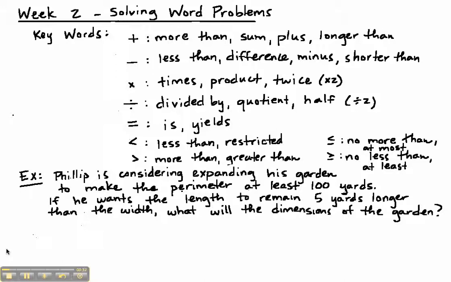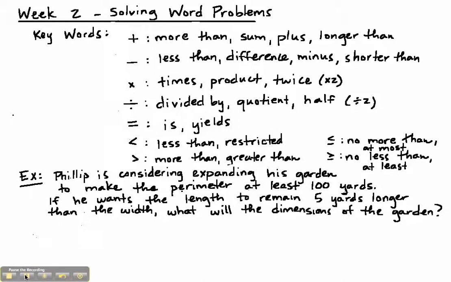So we'll look at this example, and we still got old Philip here. He's still playing with his garden. He's considering expanding his garden this time to make the perimeter at least 100 yards. If he wants the length to remain 5 yards longer than the width, what will the dimensions of his garden be?